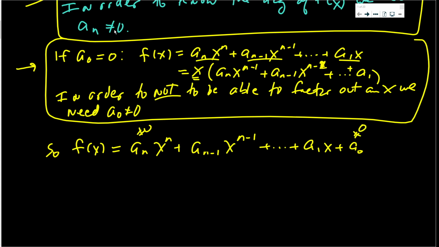That is, we don't see any roots immediately. If a sub 0 is 0, we know a root, and that root, of course, would be x equals 0. We don't want that.